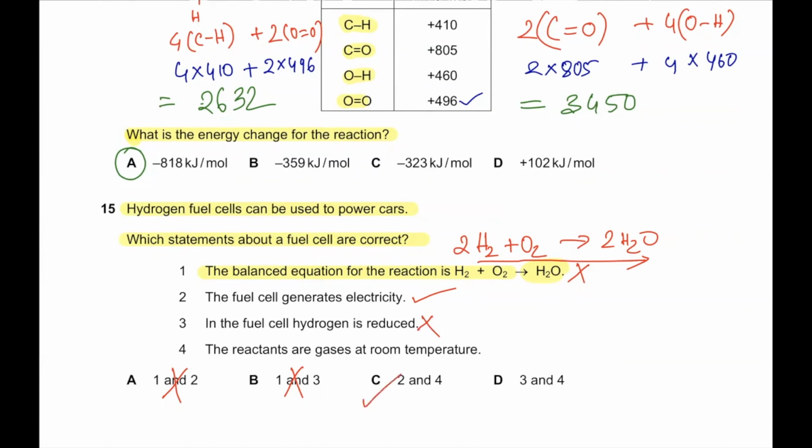Let's see why C, why point number 4 is correct. The reactants are gases at room temperature. Yes, both hydrogen and oxygen are gases at room temperature. So 2 and 4 both are correct. Option C is correct. All right, guys, option C is correct.